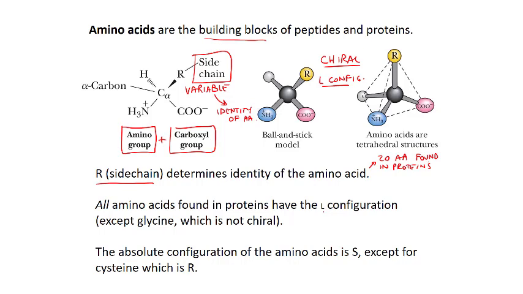So all of these have the L configuration, except for glycine, which is the one that is not chiral. In glycine, the R is simply a hydrogen. Therefore, it's not chiral. And then absolute configuration, if you care about that, I'm just going to mention in passing that it's S for all of them except for cysteine, which is R, and I'll leave it as an exercise to you to figure out why that is.